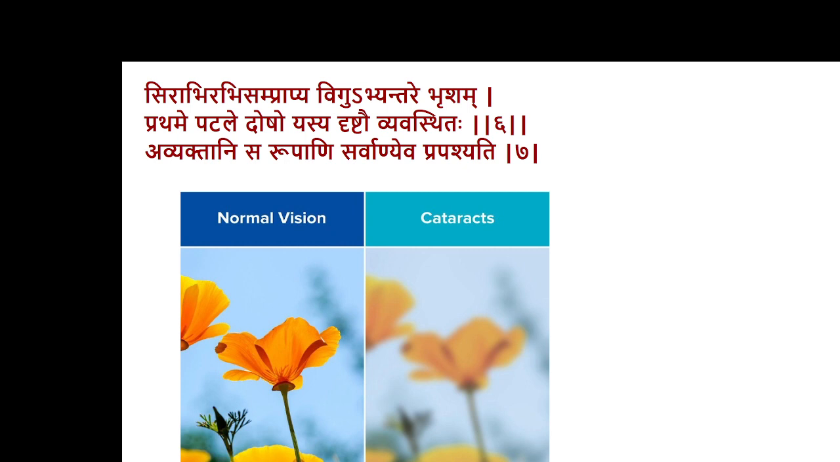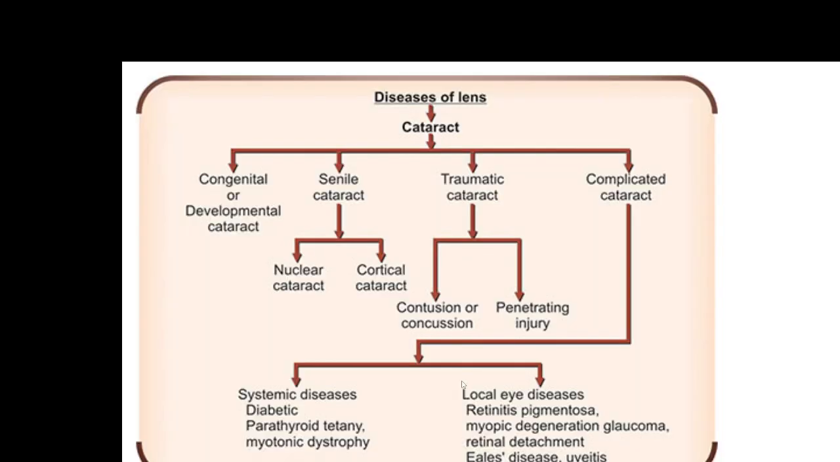Now, in the present day situation, we consider these as the stages of the cataract. Once a person has a cataract, the vision becomes blurred, and that's what Sushruta says, avyaktancha rupani, the rupa becomes avyakta, less prominent. This is a comparison of a normal vision and a person with a cataract. He is still looking at the object, but the object becomes blurred.